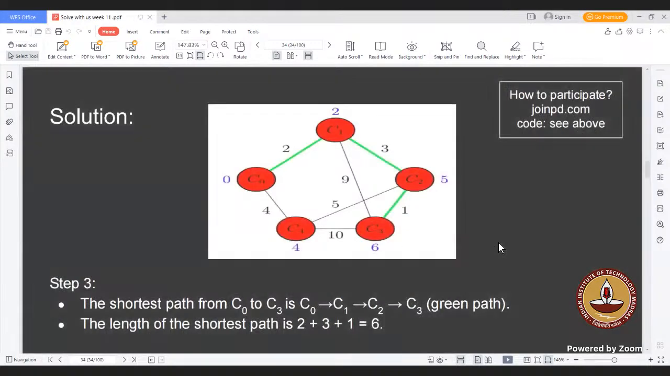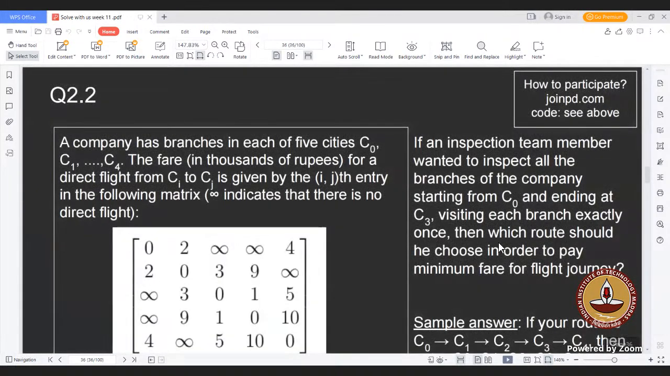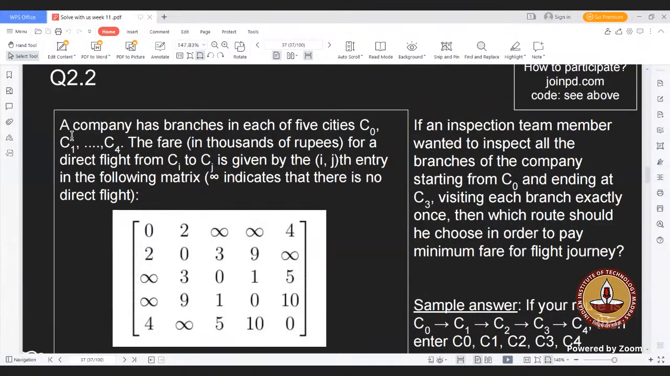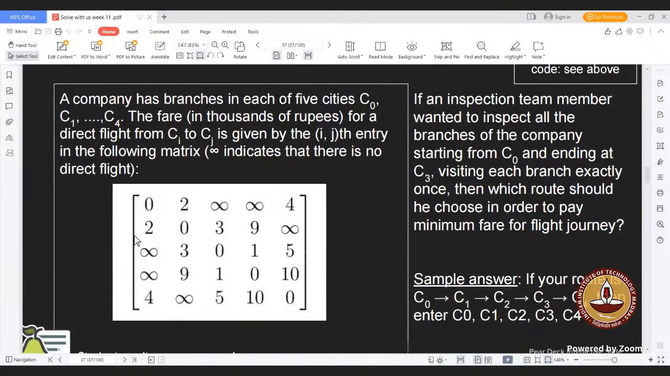Okay, we'll just go to the follow-up question. Yeah, this is the same adjacency matrix which is given. It's not the same graph, I guess. It's a different graph. Okay, so another adjacency matrix is given. A company has branches in each of 5 cities, C0, C1 till C4. The fare for a direct flight from Ci to Cj is given by the ij entry in the following matrix. Okay, it is the same adjacency matrix which is given, so the graph also will be the same. But the question is new.